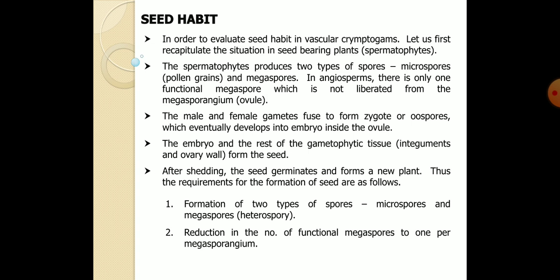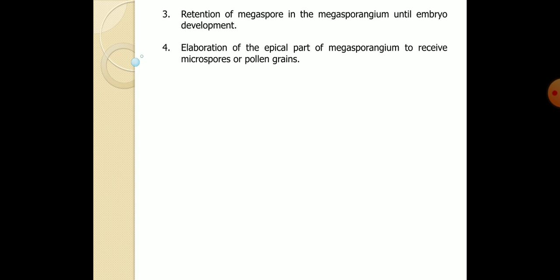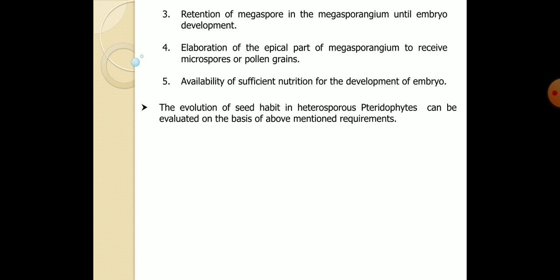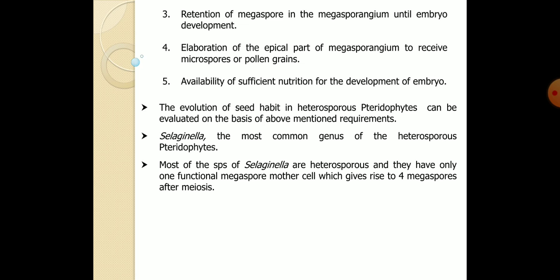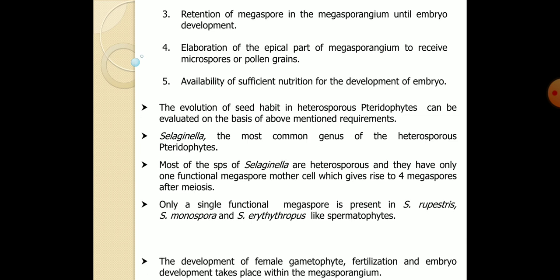There are two types of spores in Selaginella and some pteridophytes, micro and megaspores. They are heterosporous. During that time, some modifications occur, with retention of the megaspores in the megasporangium until the development of the embryo, elaboration of the megasporangium, and availability of sufficient nutrient to develop the embryo. Based on that, evaluation of the seed habit in pteridophytes can be done. One of the most common genera, Selaginella, has this type of heterospory and seed habit.